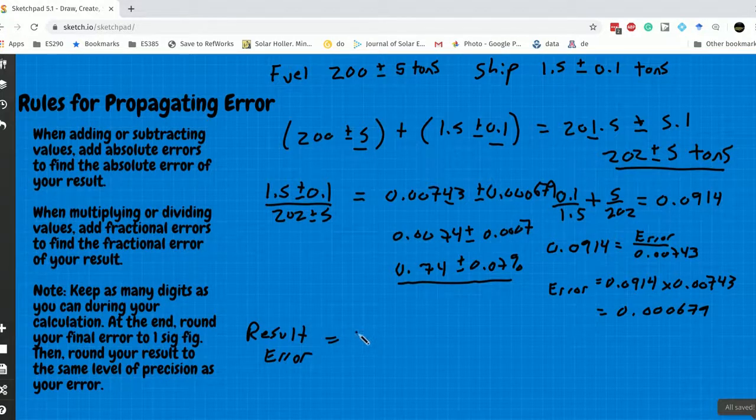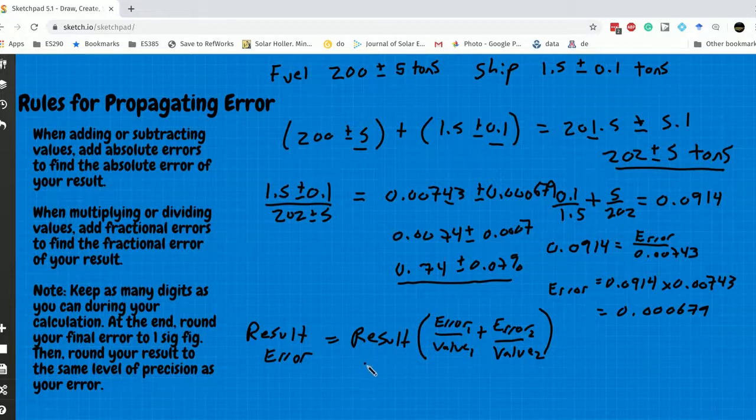Using this formula, the error associated with our final result is going to be equal to the value of our final result times, in parentheses, the error of the first value that went into our calculation divided by the magnitude of that value, plus the error of the second value that was used in our calculation divided by that second value. Inside the parentheses, we're calculating and adding our two fractional errors, and then when we multiply by the result, we're converting a final fractional error back to an absolute error that we report with our final value.